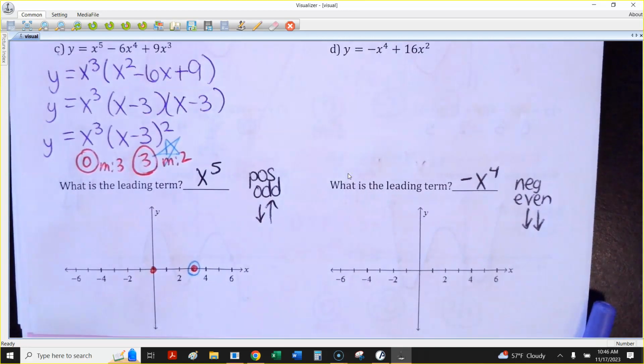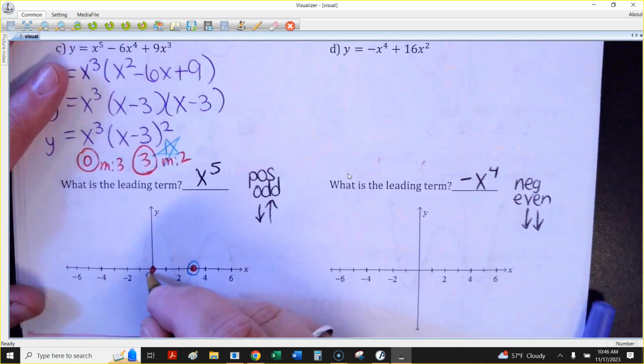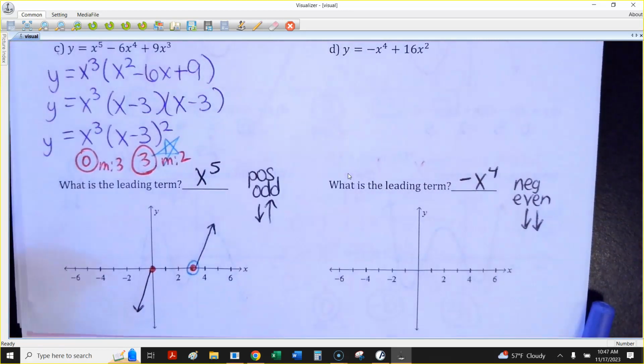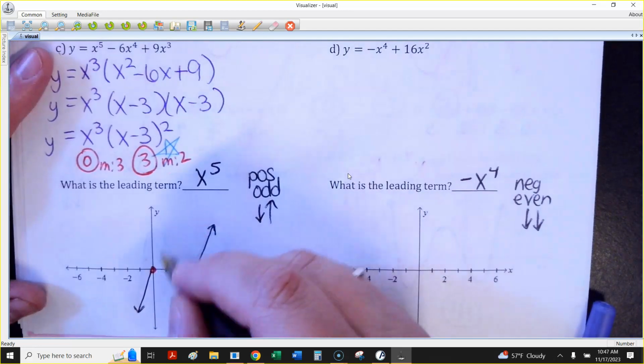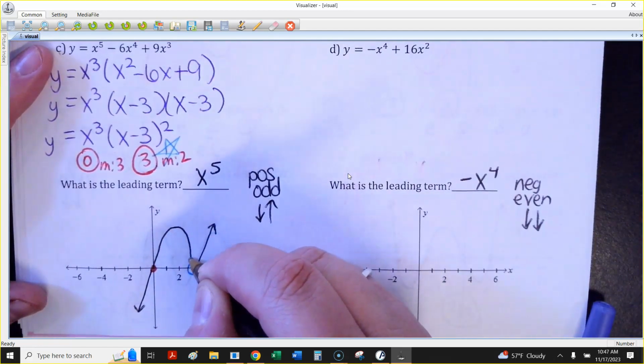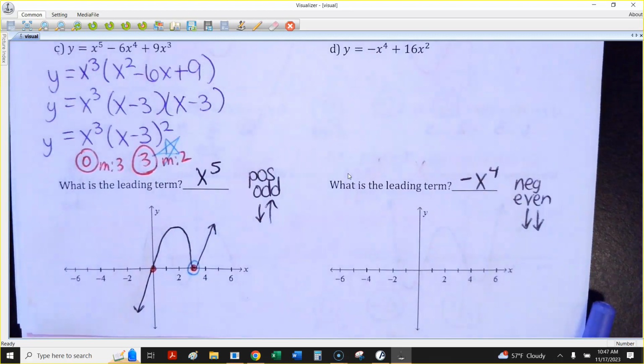And I'm going to put in my end behavior. So it should go down on the left and then up on the right. Now all you've got to do, I should go through the origin here. I've got to come back down and touch the 3, but I would bounce back up, but I've got my end behavior already in there, so that's going to force my graph to be correct. Not too much going on there. Anytime it's odd for the degree, the ends of it should go opposite directions.